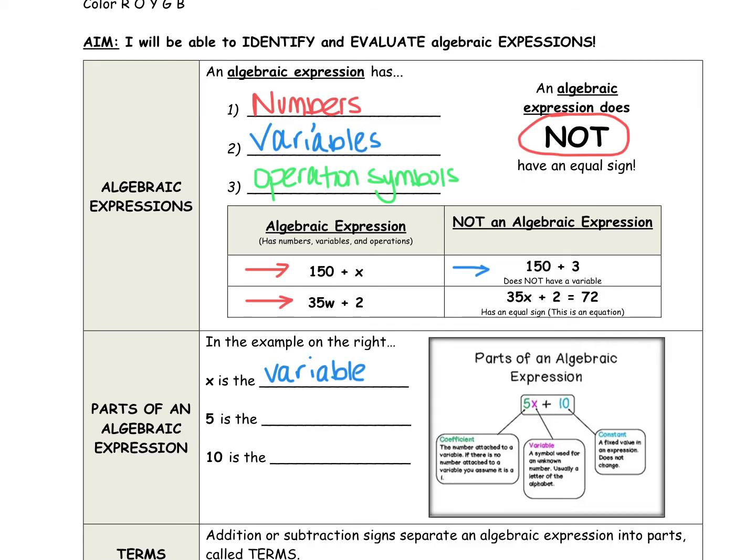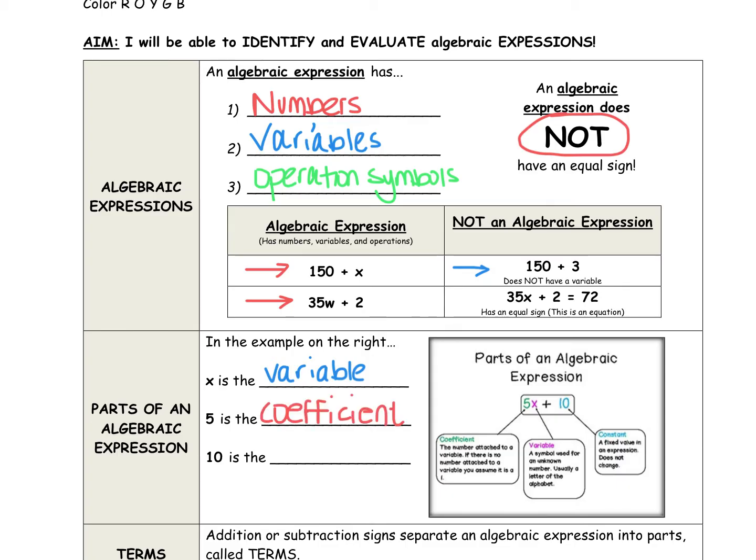Now that we know algebraic expressions have numbers, variables, and operation symbols, let's explore that a little further. There are important parts that make an algebraic expression. The first part is a variable. In the example 5x plus 10, x is the variable. A variable is a symbol used to represent an unknown number. It is usually a letter of the alphabet. X is a very commonly used variable in math.